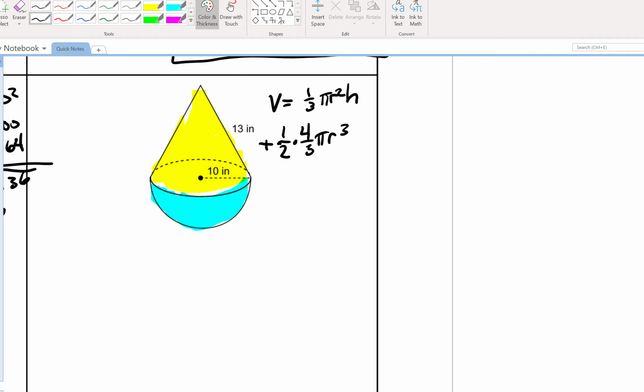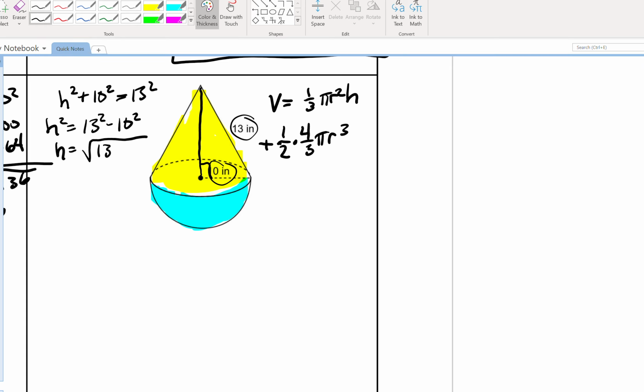And so we just need to find all this, but we don't have the height. We need this height. But since I know 13 and I know 10, and I know these are right angles to each other, then I can say, let's say h for height. The height squared plus 10 squared equals 13 squared. h squared then equals 13 squared minus 10 squared, and h then is equal to the square root of 13 squared minus 10 squared.